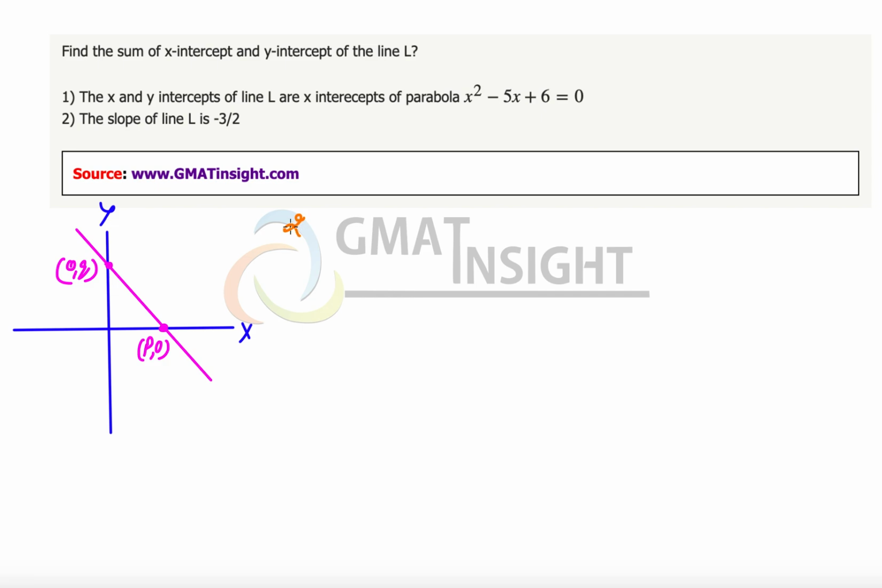The first statement says that the x-intercepts of line L are the x-intercepts of the parabola x square minus 5x plus 6 is equal to 0. For any quadratic equation, the roots are also the x-intercepts of the parabola, because the roots are the values where the graph cuts the x-axis, and at the x-axis the y is 0, and that is the point where we say that the x-coordinates are the x-intercepts.